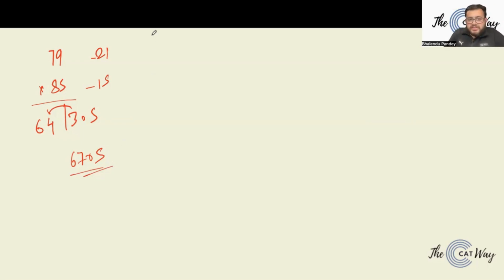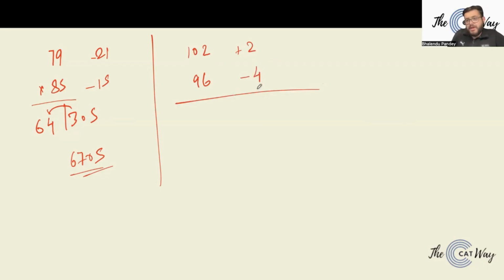Now let's try something else. Now let's try a different variety. Let's say my values are 102 and 96, right? This is plus 2, this is minus 6, minus 4, right? 4 2s are 8, but plus 2 and minus 4 are giving you a minus 8, right?